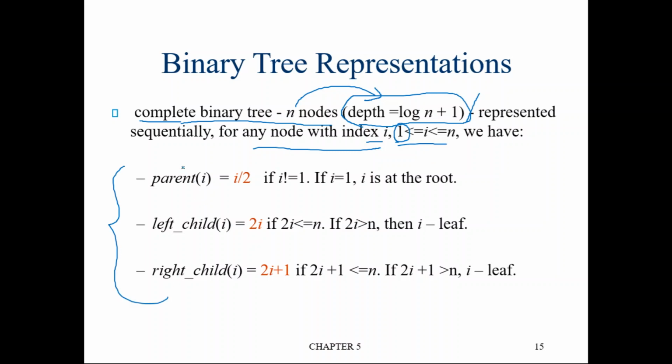So what will be the parent of I? If I is some number which represents the particular node number, then the parent of I will be I by 2, if I is not equal to 1. If I is 1, then it is the root node.